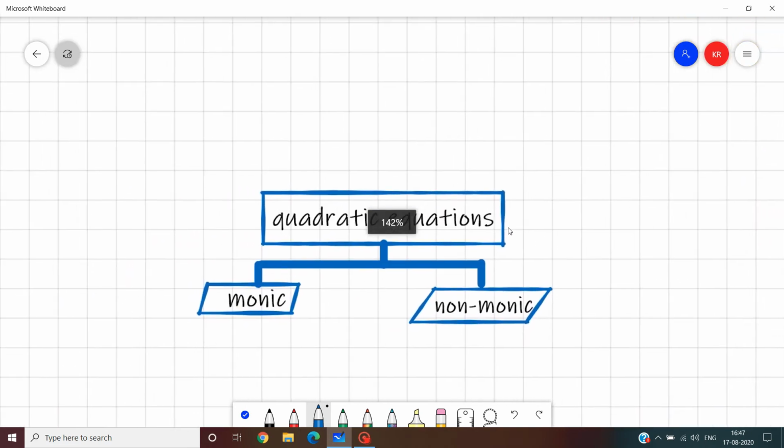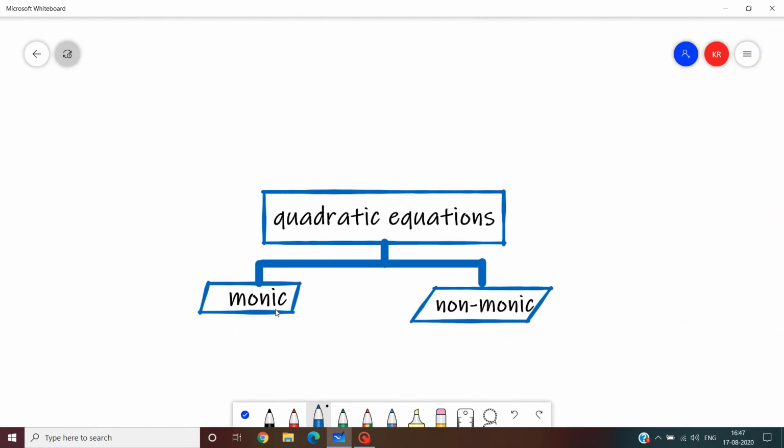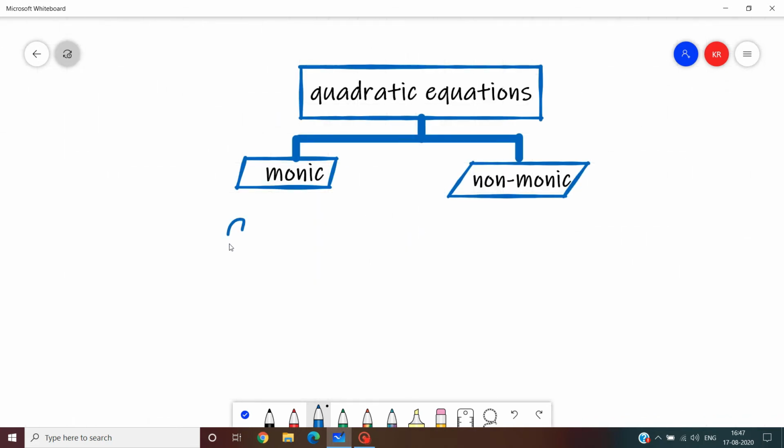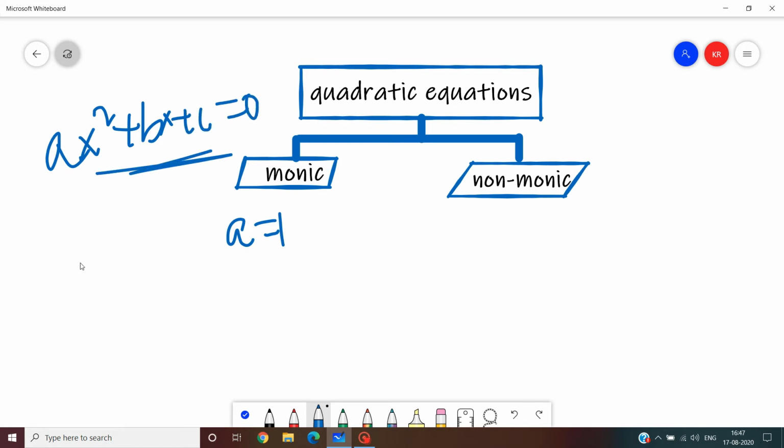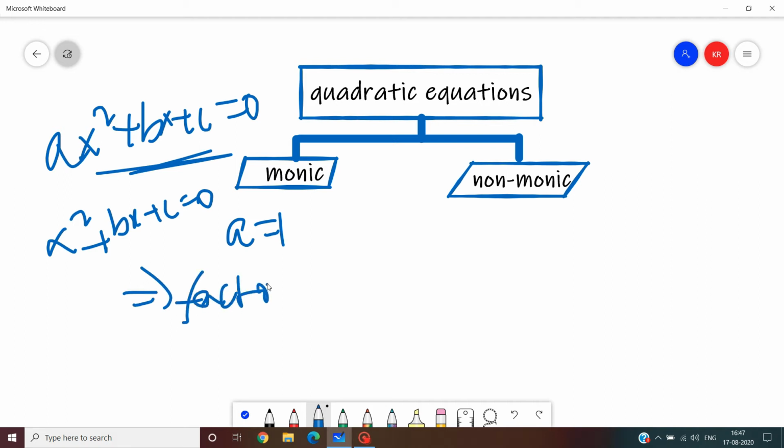So we also discussed quadratic equation types like monic and non-monic. So what are monic equations? We have said when a is equal to 1 in the quadratic equation ax square plus bx plus c equals 0. When a is not 1, it will be in the general form of ax square plus bx plus c equals 0. So when a is equal to 1, then it can be easily factorized. Easily we can factorize it.